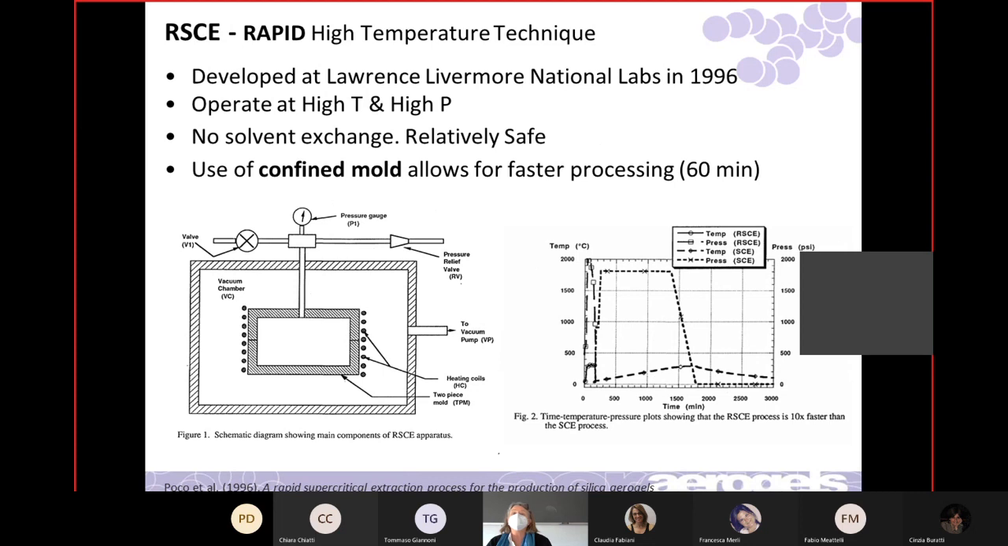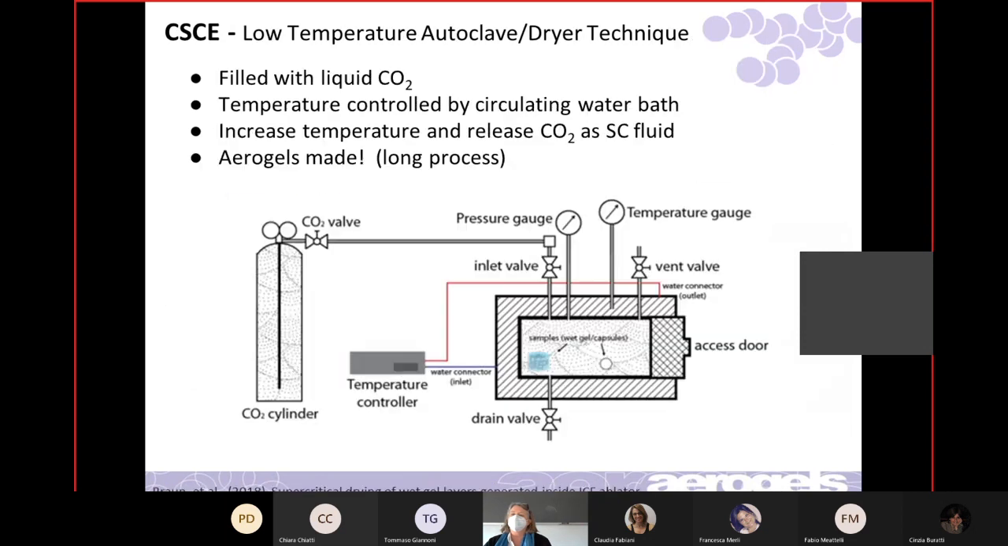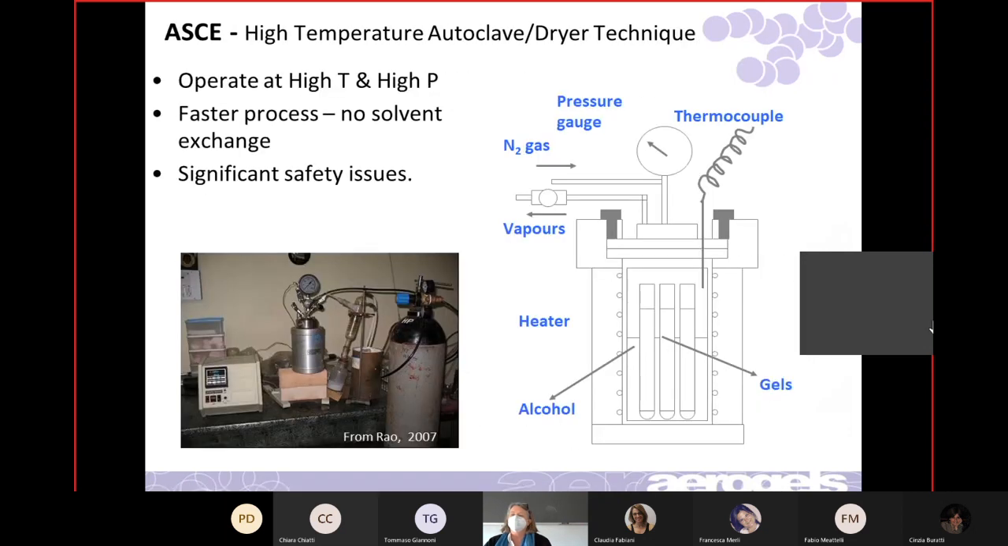We call it relatively safe because it doesn't have an excess amount of solvent. So the problem with this method is this whole vessel is filled with the alcohol. And the rapid methods, I'll take you through their particular method.